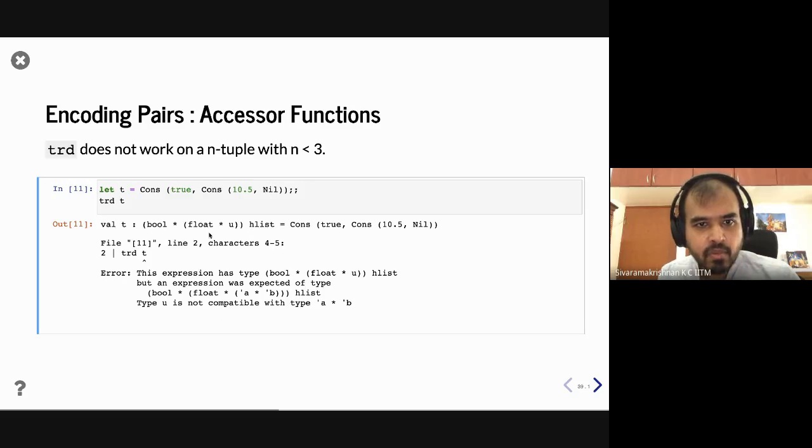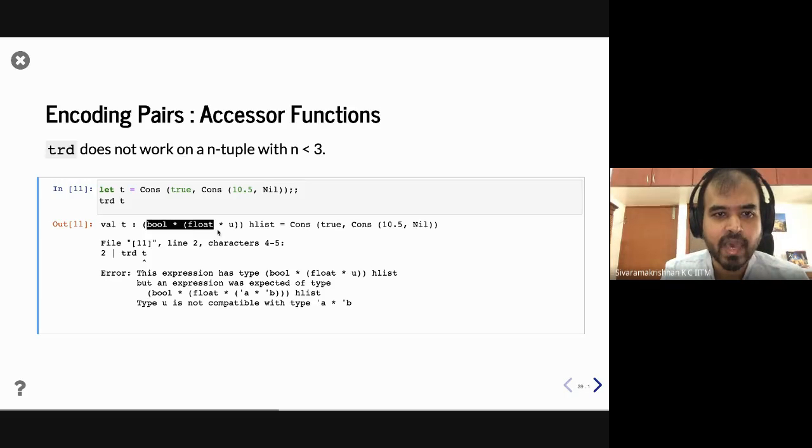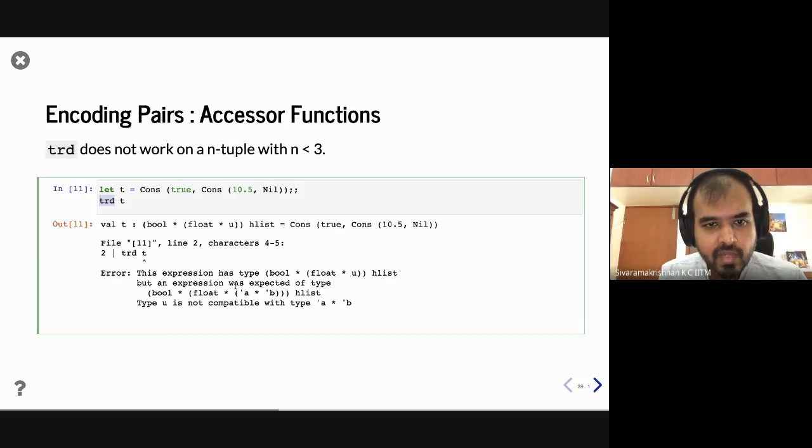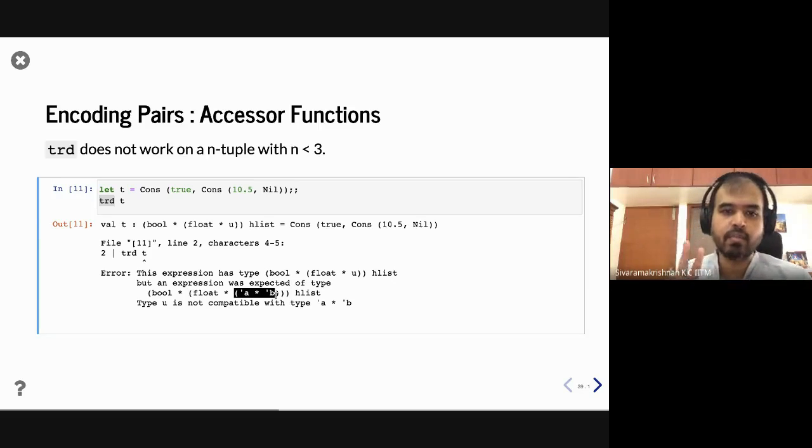So T has type bool float U H list. The way to read this is it is a tuple with a bool and a float, right? It's a pair, and I'm applying third on it. And what does third say? Oh, this expression that you supplied me has type bool float U H list, right? But in order to apply third on it, I want this U to be some alpha beta, so that I can extract the alpha out, is what the error is saying. So we've statically ruled out, right? We've statically ruled out the possibility of third being applied on a tuple which has less than three elements.